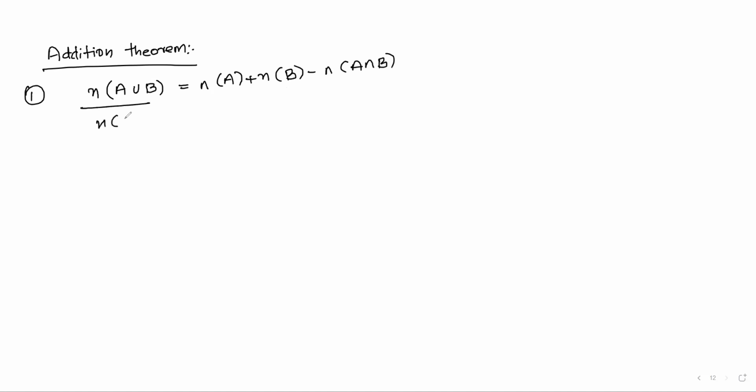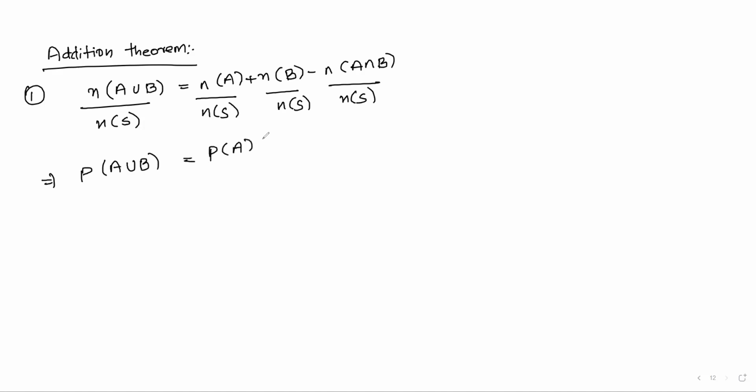Now, if you divide this by the complete sample space, both sides, this will become probability of A union B is equal to probability of A plus probability of B minus probability of A intersection B. Okay, so we have this one. This is the addition theorem of probability.